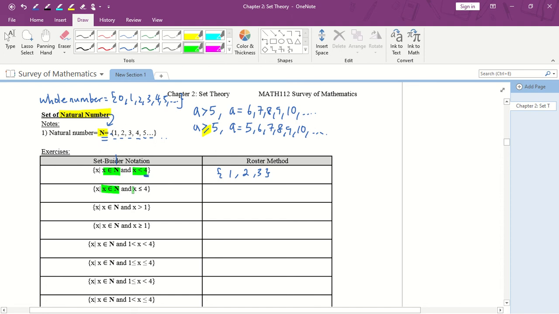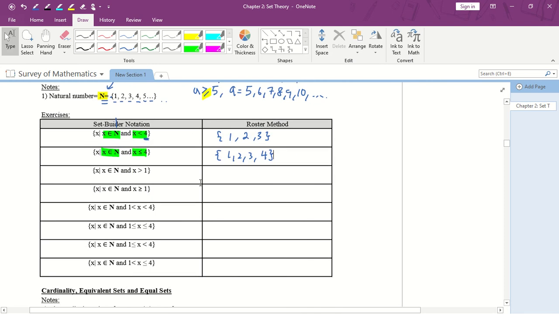Let's look at the second one. x is a natural number, and at the same time x should be less than or equal to 4. So the answer is 1, 2, 3, and it includes 4. Let's continue. x is an element of N, which is the natural numbers, and x is more than 1. So you can put 2, 3, 4, and you can just put dots, which means it continues. Because math is kind of lazy, we don't want to write down everything. Just put dots to represent continuing.